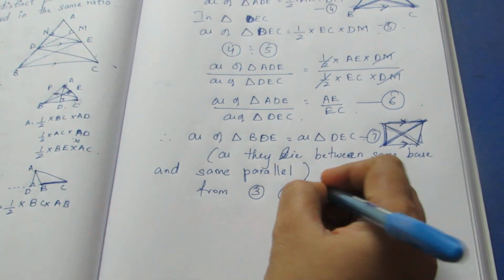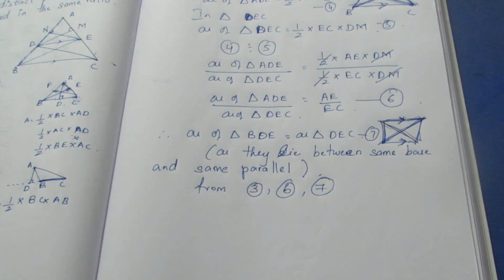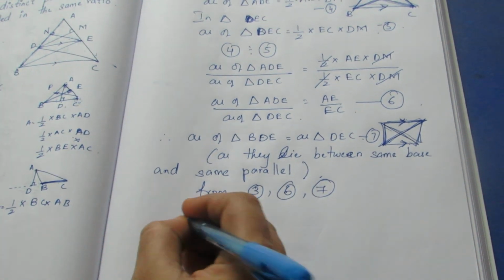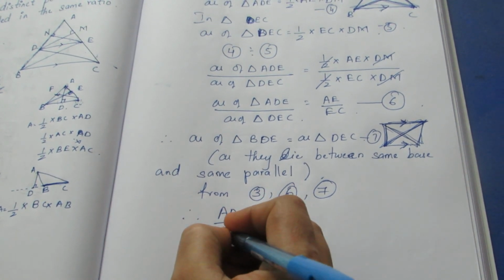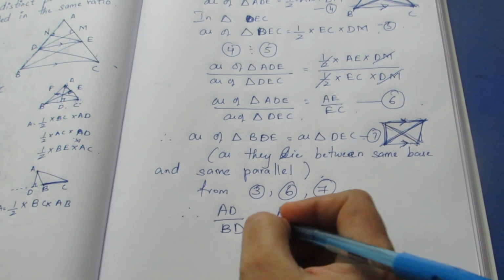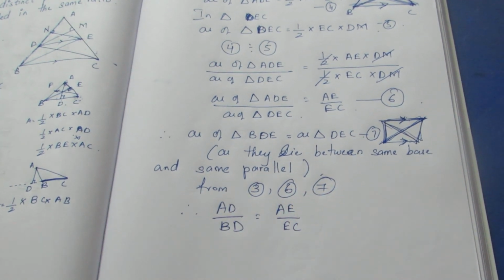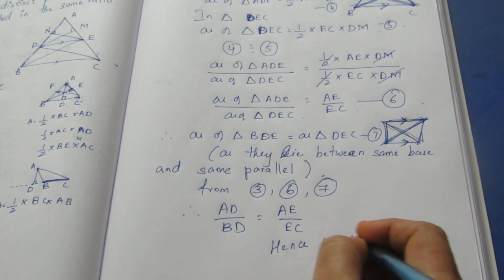6 and 7. From this 3 part we can say that they are all equal and therefore AD by BD, or DB, whatever we want, it is the length, so it is the same if we write DB or BD. So this is equal to AE by EC. Hence we have proved the theorem.